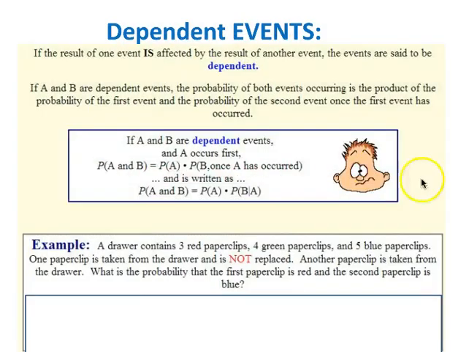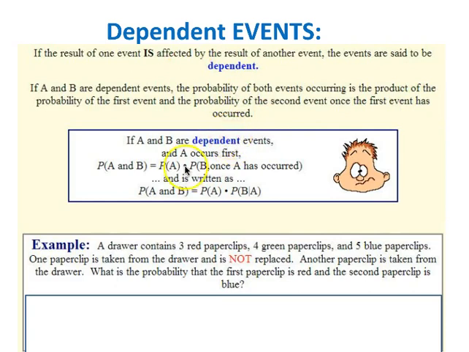Let's go to dependent events. How do we find the probability of dependent events? Remember, that happens when we've got an event that is affected by another event. The events are then said to be dependent. So if we're talking about events A and B again, and they are dependent events, and we want to find the probability of both events occurring, then the probability is going to be the product of the probability of the first event and the probability of the second event occurring once the first event has occurred.